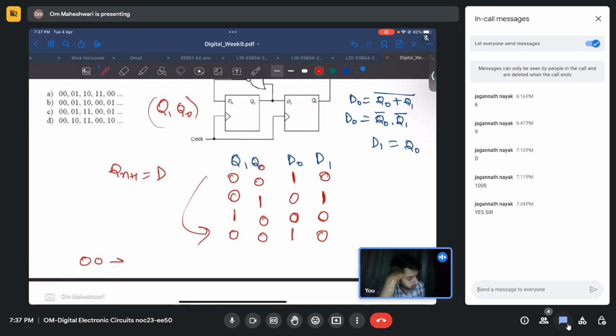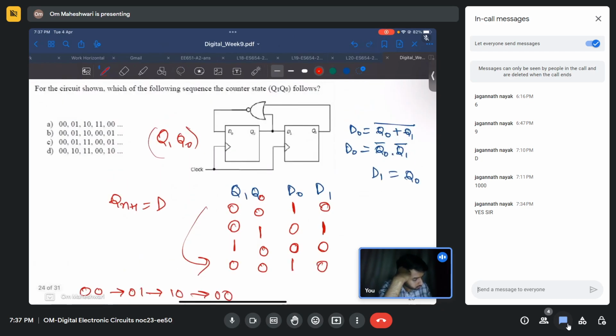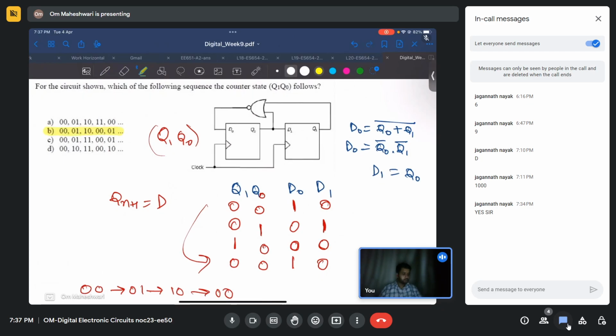We have 0 0, then 0 1, then 1 0, then 0 0, again 0 0, 0 1, 1 0, 0 0. So it will be this one, right? 0 0, 0 1, 1 0, 0 0, and again 0 1, 1 0, 0 0. Same as previous question, just easy.